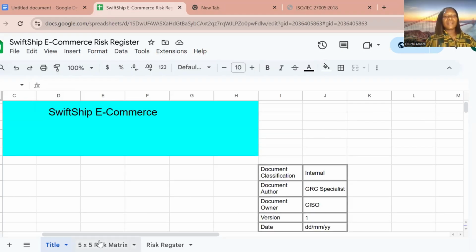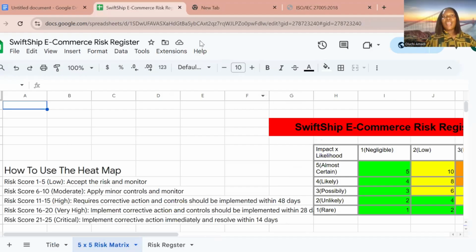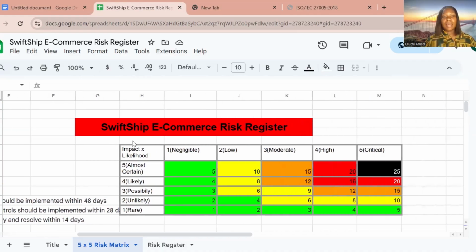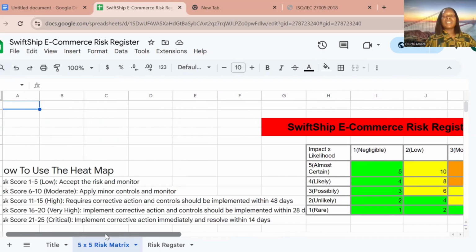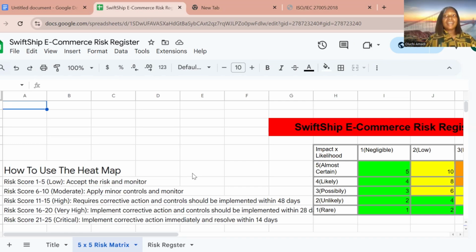The next thing after that is your risk metrics. I have explained what the risk metrics is all about. So this is how the risk metrics looks like. We classify risk metrics using likelihood and impact. So this is impact, this is likelihood. If the likelihood that the risk will occur is 5, and the impact is 1, it means 5 times 1 is 5. That means it's low. So if the risk is between 1 to 5, the risk is low, and if the risk is low, you can accept the risk and monitor it.